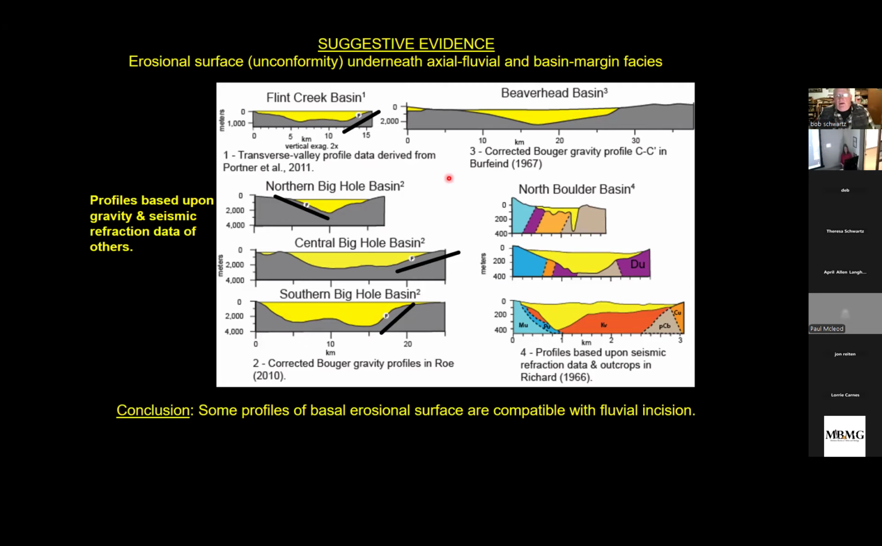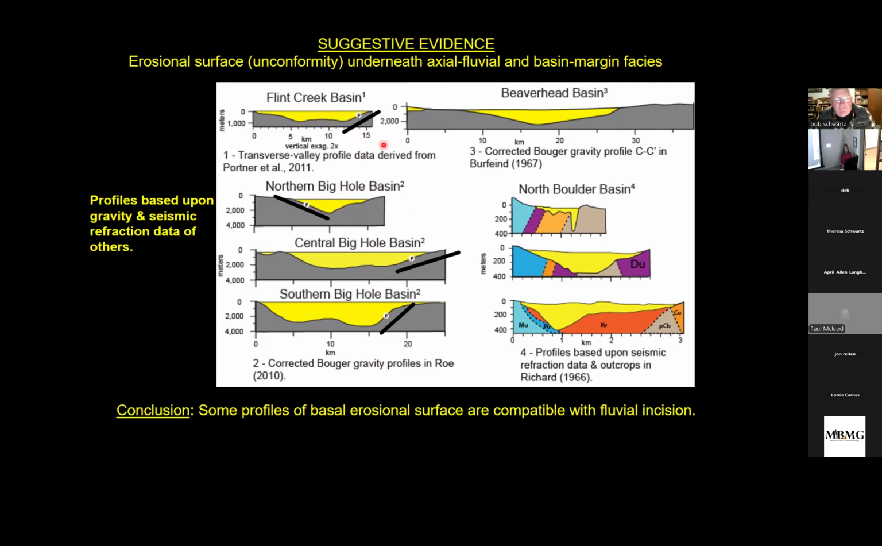But if you look at the overall shapes of these transects, take these on the left. This is from gravity data by Partner and others. This is from Rowe's thesis, his cross sections. And in each case, it was suggested that they're fault-related basins. Yeah, they're fault-related, no doubt about it.